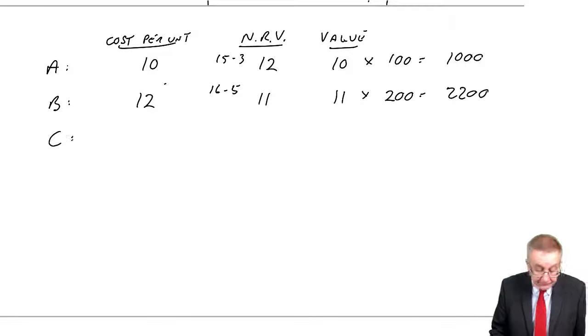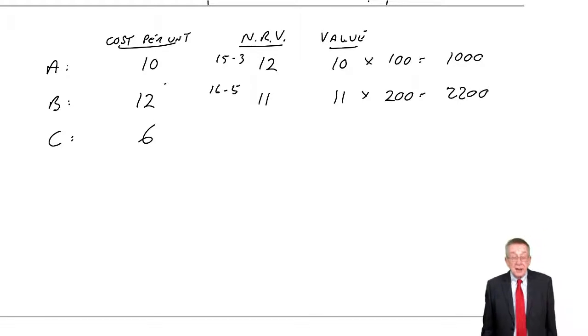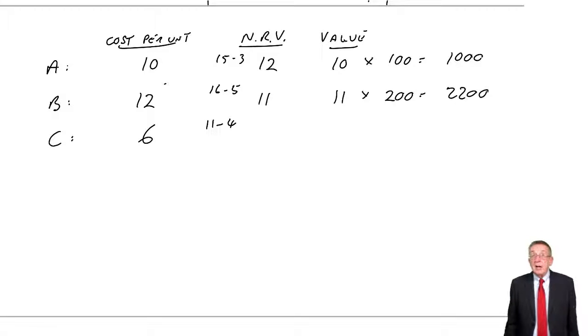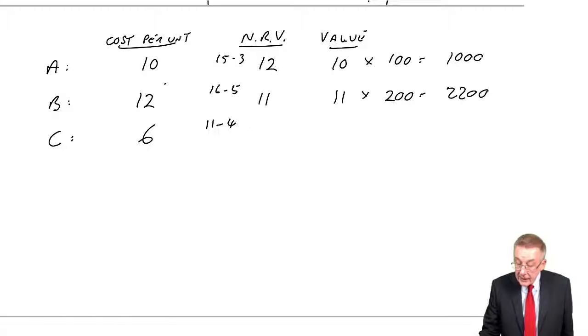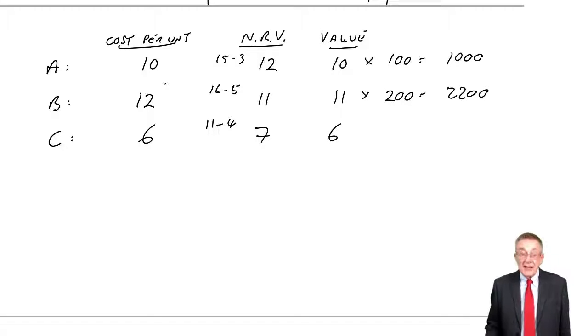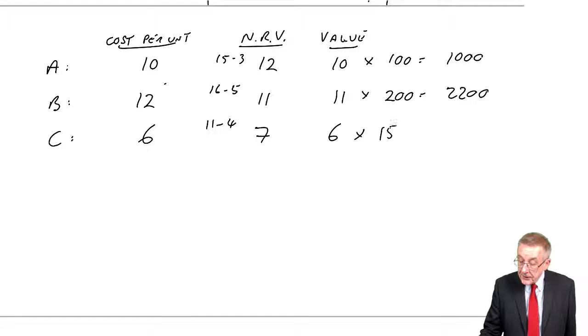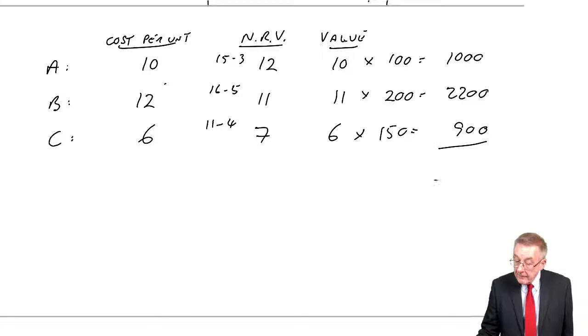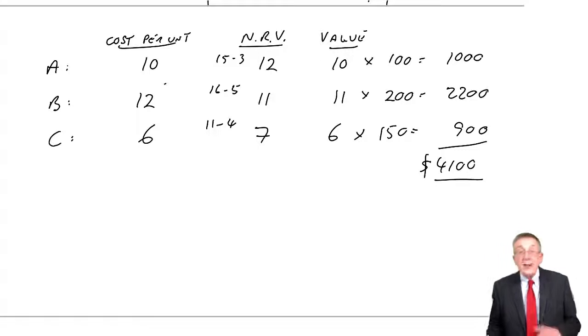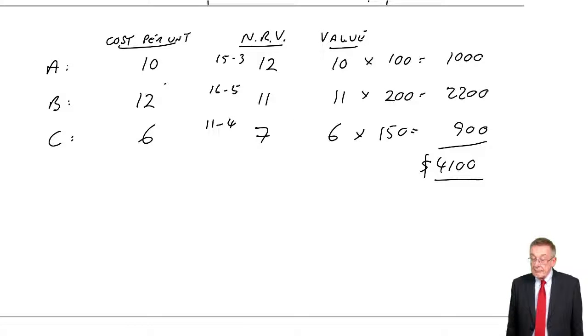And finally, C. There are 150 units. The cost so far is $6. The net realizable value, we'll sell them for 11, but there'll have been another 4 costs before we sell them. The net realisable value is 7. Value at the lower of the two, which is 6, and the 150 units, which is 900. So the total is what? Total value, 4,100. That's what you do your debits credits on.